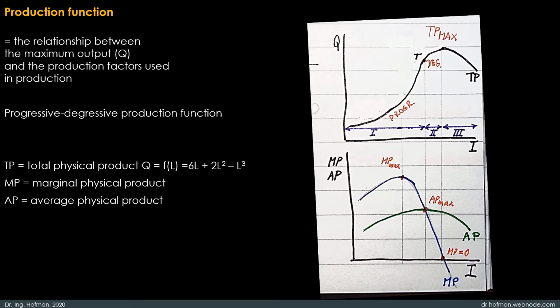Let's speak about the progressive, degressive production function now. All points above the production function are unobtainable with current technology. All points below are technically feasible, and all points on the function show the maximum quantity of output obtainable at the specified level of usage of the input.